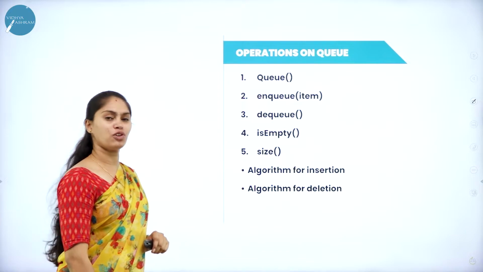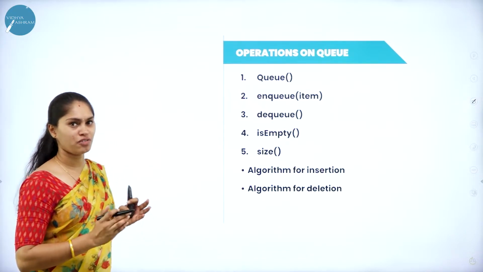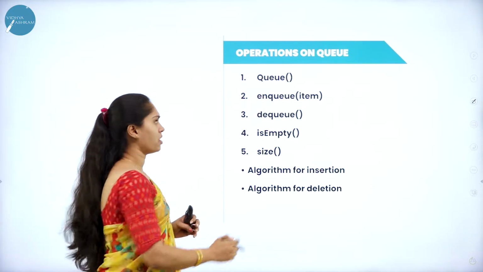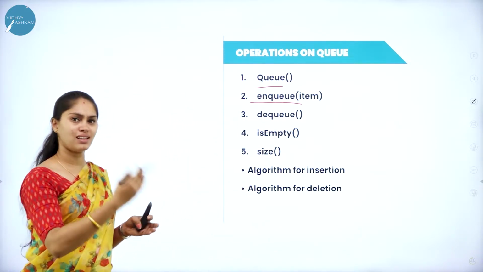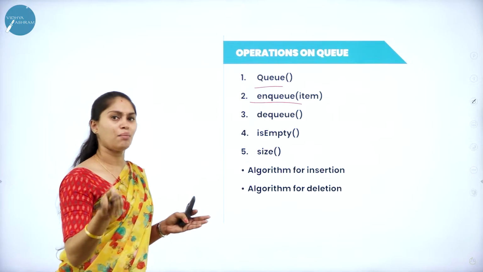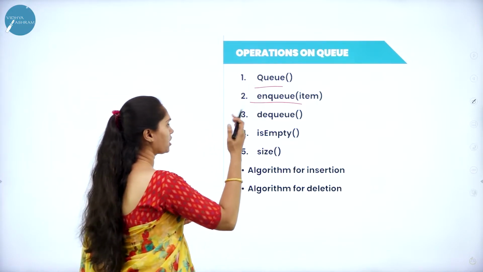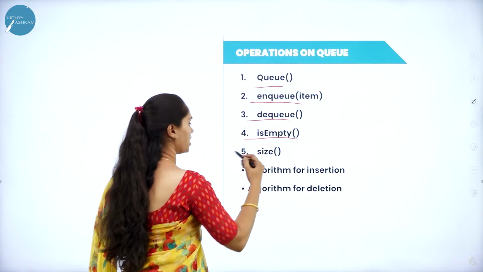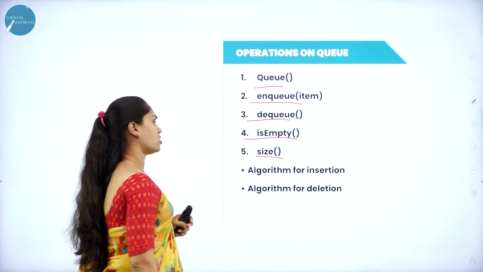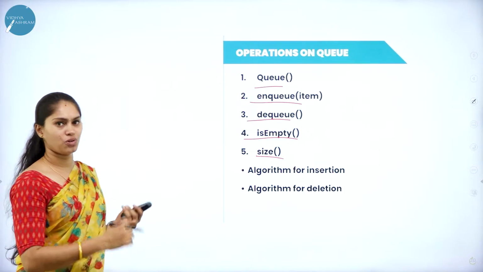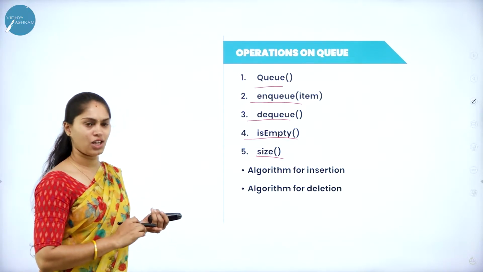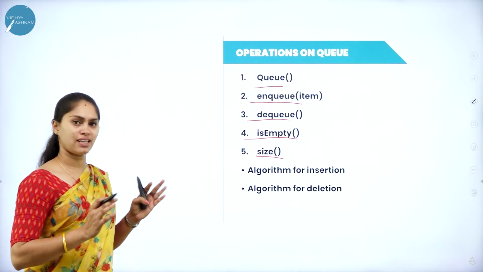Then you have to concentrate on the operations of queue. What are the operations I can perform? I can create a queue, I can enqueue an item. It's the same as a push of an item. I'm adding new content to the existing queue. Then we can dequeue, then we can check isEmpty, and it also returns the size. So 5 operations can be dealt with in this queue: queue, enqueue of item, dequeue, and we have isEmpty, then size.